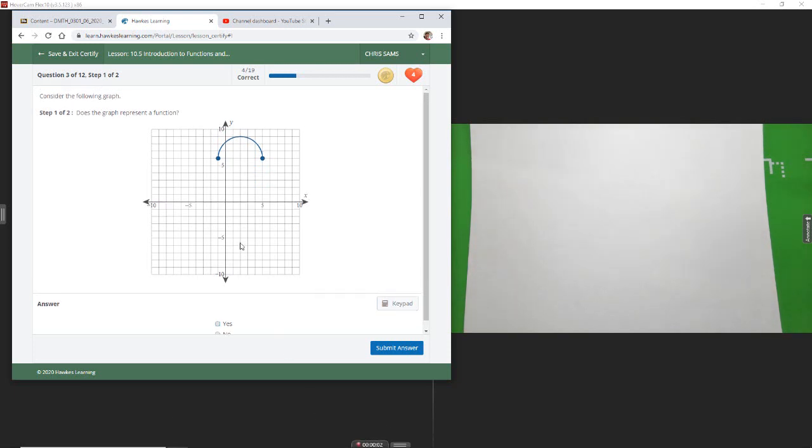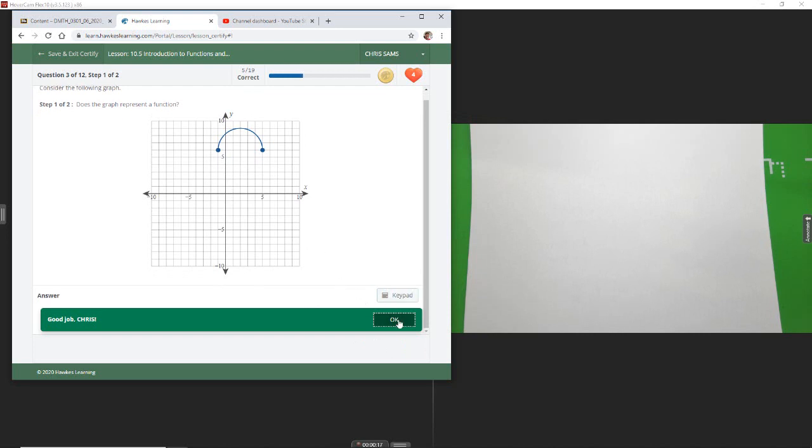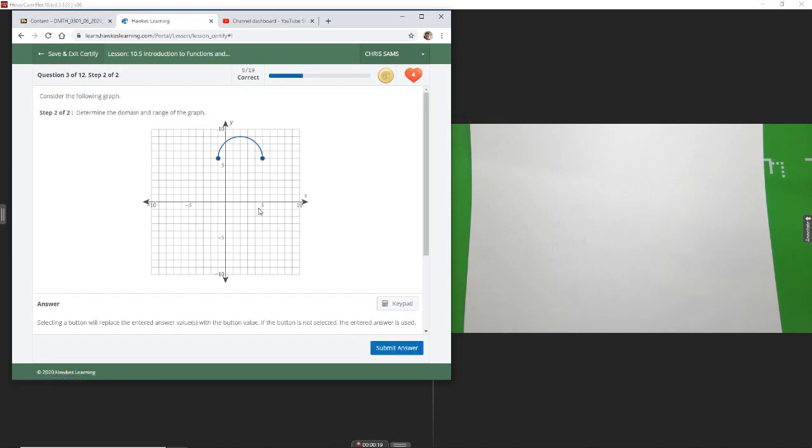All right, number 3, we want to know, does this arc semicircle represent a function? And yes, if you drew a vertical line anywhere on this graph, it would only hit once. So that means yes, it is a function. Then we want to determine the domain and range.